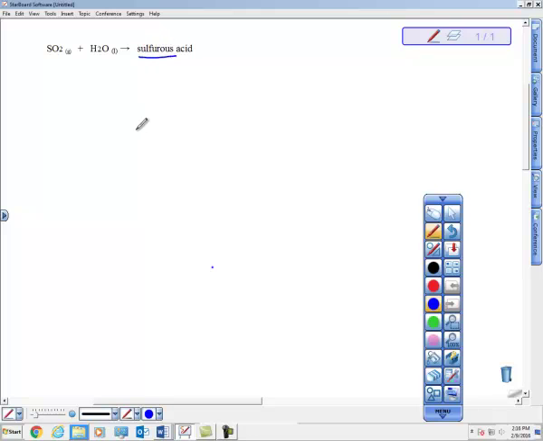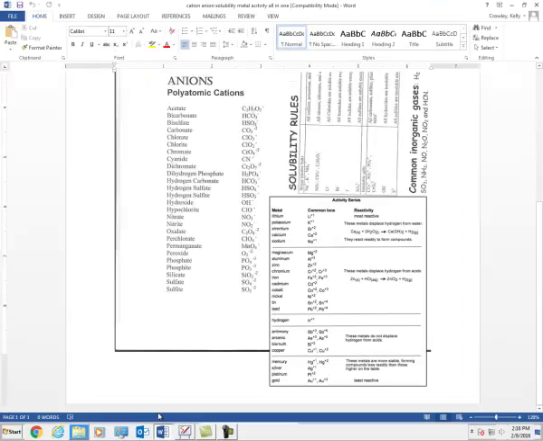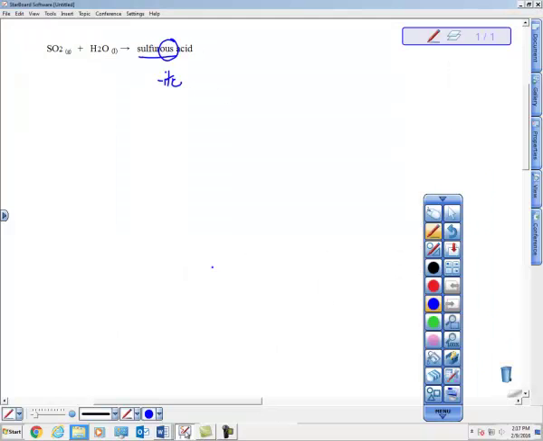So there's some rules for naming acids, and when you have an -ous at the end of the name of the acid, that comes from an -ite ion. So on the cation and anion sheet you would look for sulfite. Okay, so come back over here. Sulfite is right here at the very, very bottom. The formula is SO3, and it has a charge of -2.